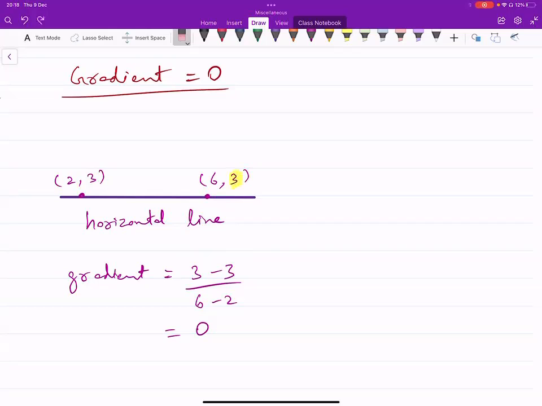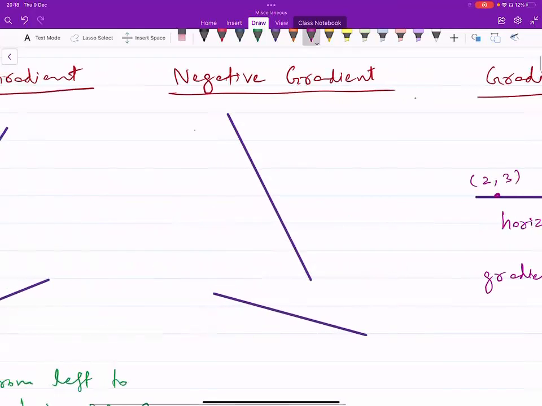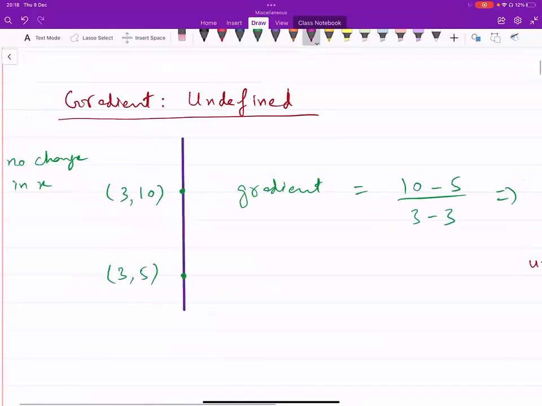The fourth possibility is what happens when we've got vertical lines.